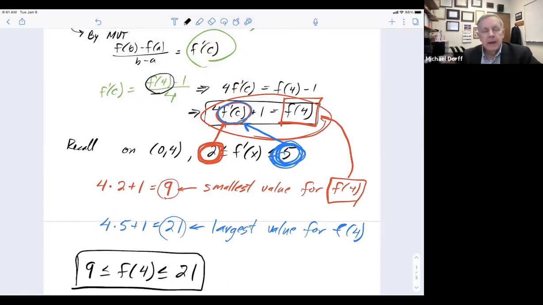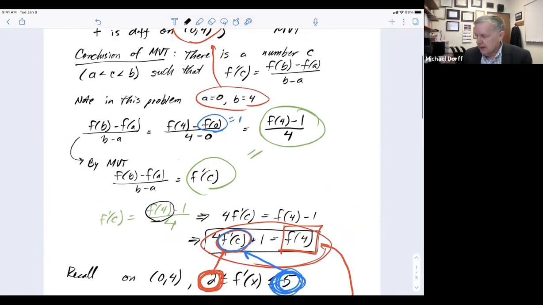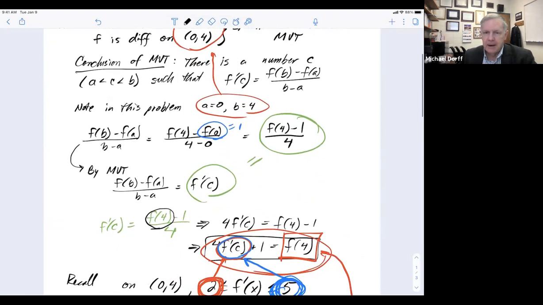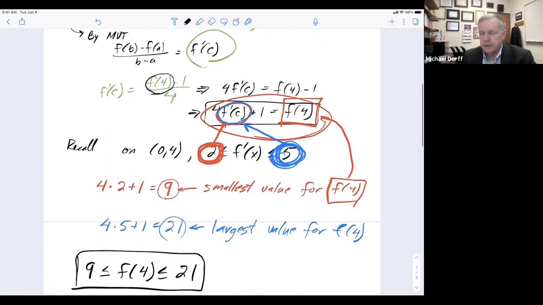All right, so again, what's the key idea here? I noticed at the very beginning that because f is continuous and because f is differentiable on that interval, I can use the mean value theorem. So I apply the mean value theorem, substitute in the numbers, and then I solve for f of 4 and then work to get my result.